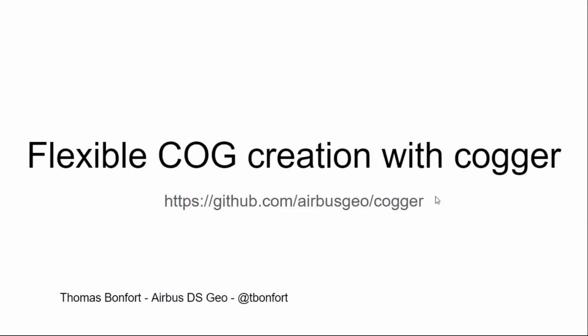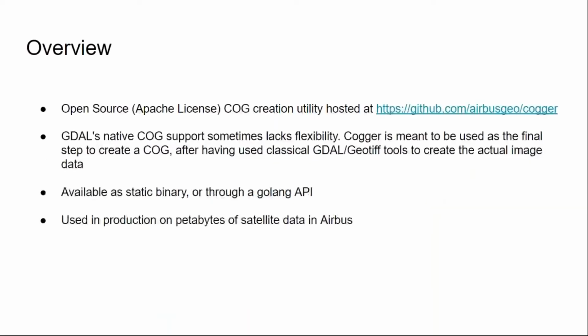So hi, I'm Thomas from Toulouse. I've been working in Airbus Geo, and today I'm going to talk to you about the cloud creation tool called Cogger that we've released as open source. It's hosted on GitHub, fully open source with an Apache license. We built Cogger because GDAL's native COG support got much better in the last years, but still sometimes lacks some flexibility when you need to really fine-tune what you're going to be putting inside your COGs. So Cogger is meant to be used as the final step to create a COG once you've used all the classical GDAL geotiff tools to create the actual image data.